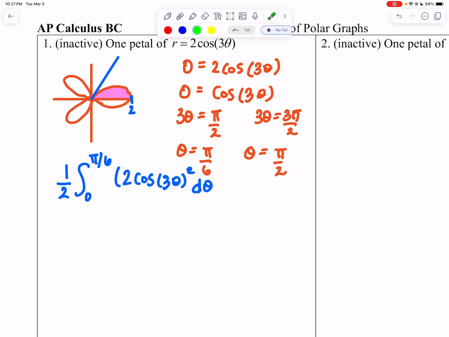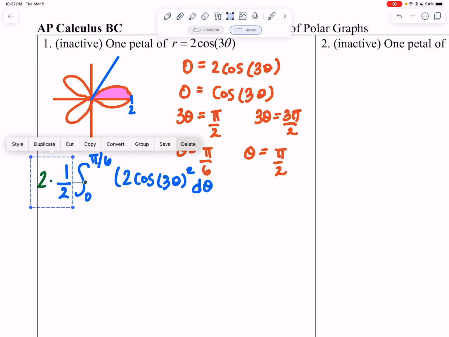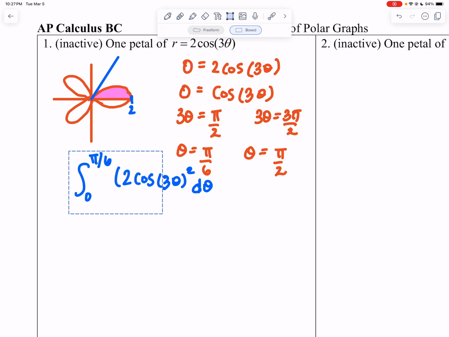Now, remember, that's only this top part right here. If I want the bottom part, because it is symmetric, I'm going to multiply by 2. That's just going to give me 2 times 1/2, which is just 1. So I'm just left with this integral that I have to figure out by hand. I'm going to rewrite this.